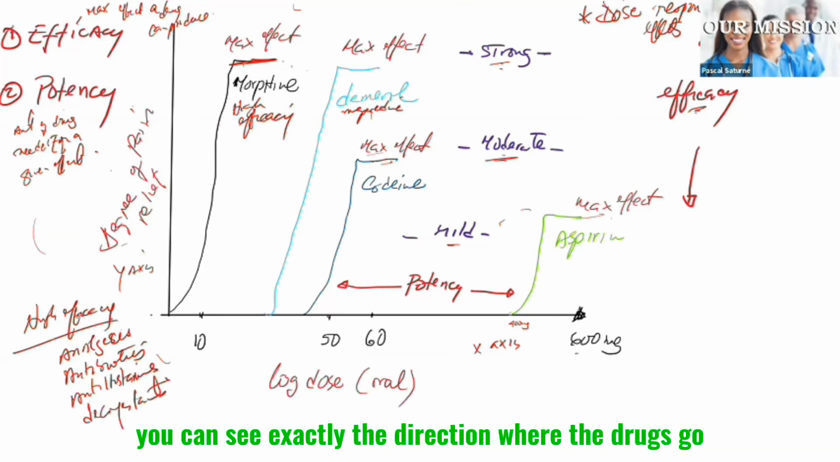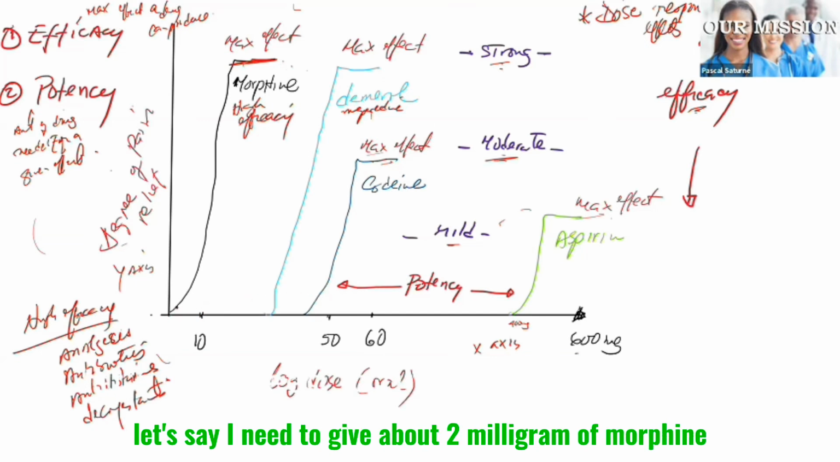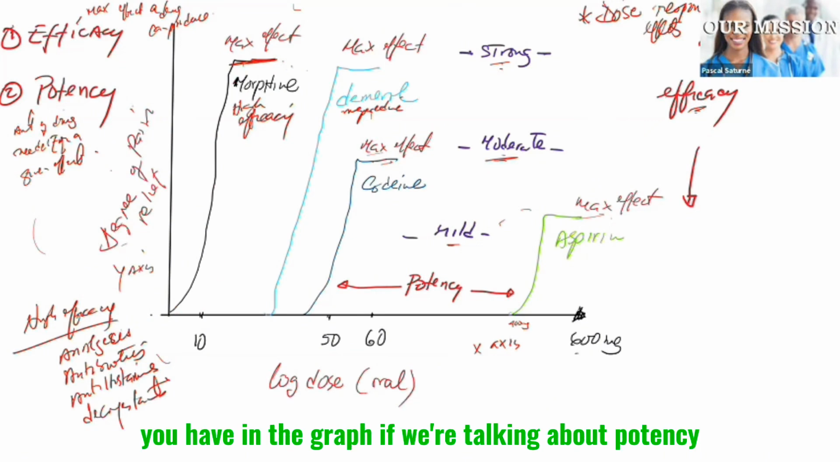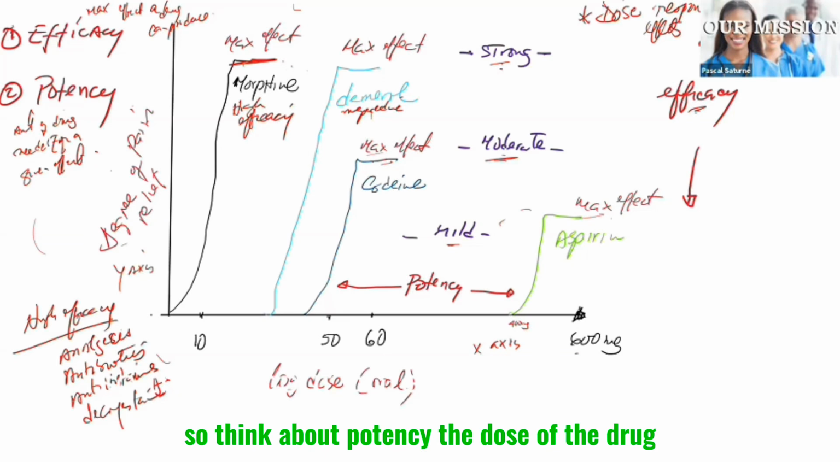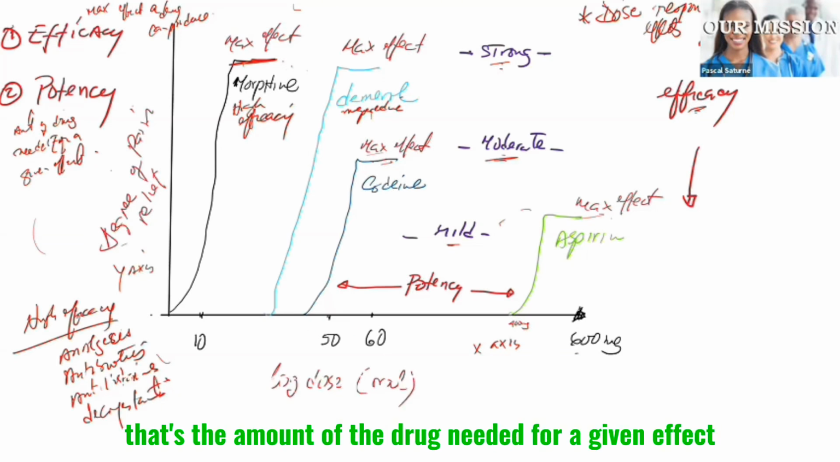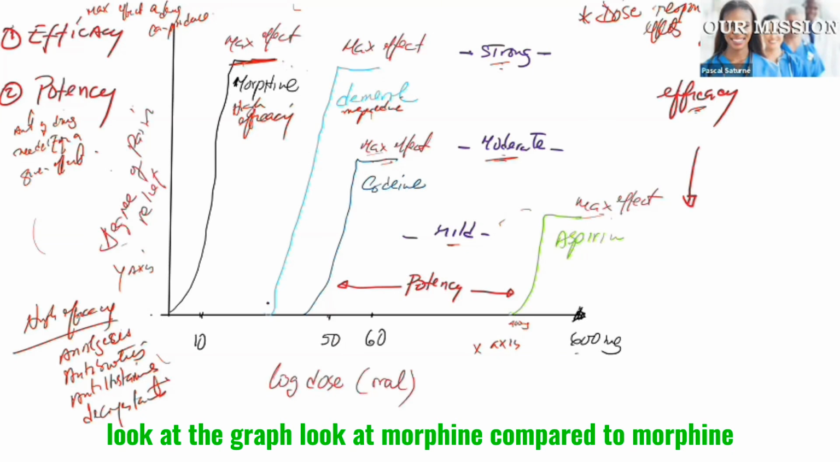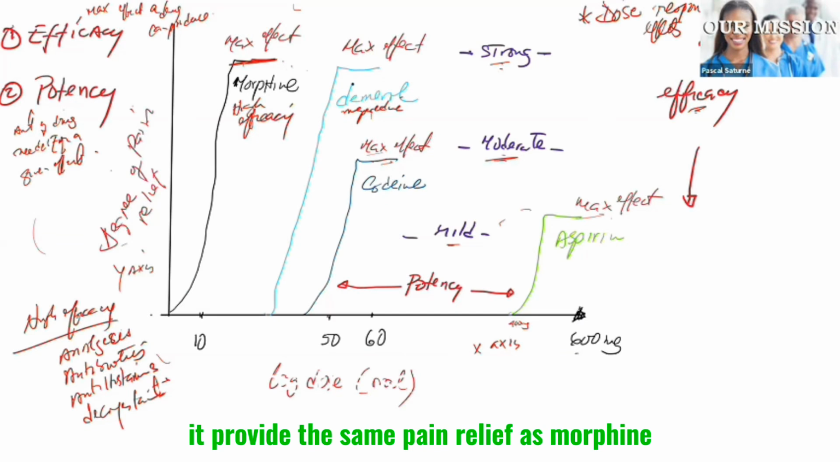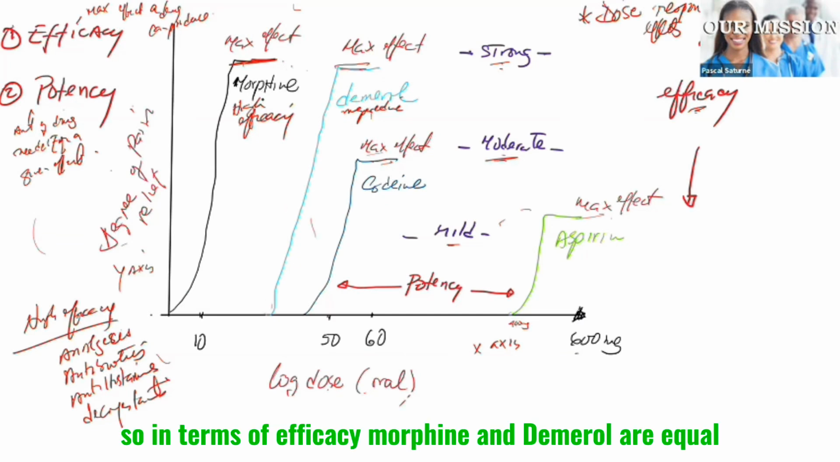Now, potency. You can see exactly the direction where the drugs go. Let's say I need to give about 2 milligrams of morphine to get this maximal effect you have. In the graph, if we're talking about potency, think about potency as the dose of the drug. We said potency is the amount of the drug needed for a given effect. Look at the graph. Look at Demerol. Compared to morphine, it is safe to say that Demerol produces the exact maximum effect as morphine. It provides the same pain relief as morphine. So in terms of efficacy, morphine and Demerol are equal.